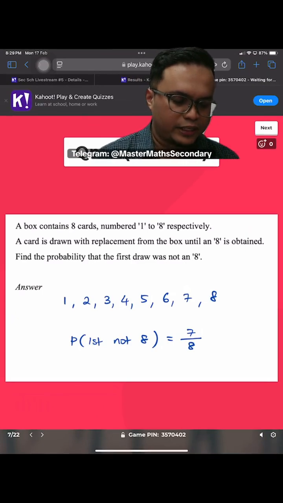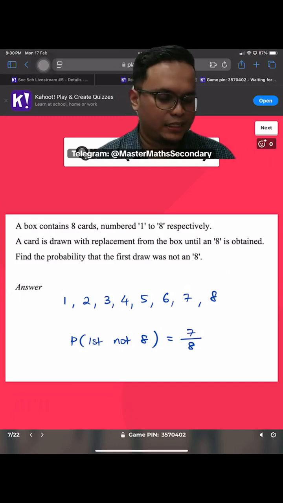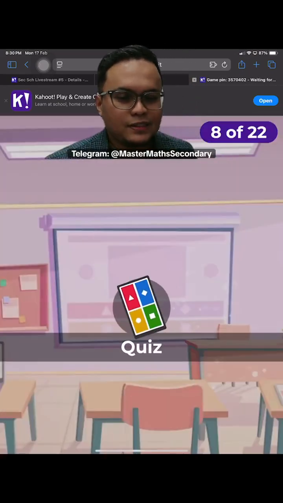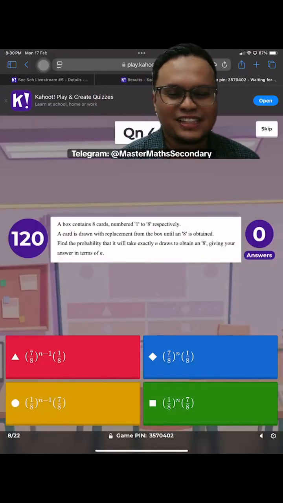Okay, let's move on to the next question. The fourth question is the second last probability question. Let's take a look at the next one. Oh, nice. Hearts, you're second. That's good. You have a chance to go first.